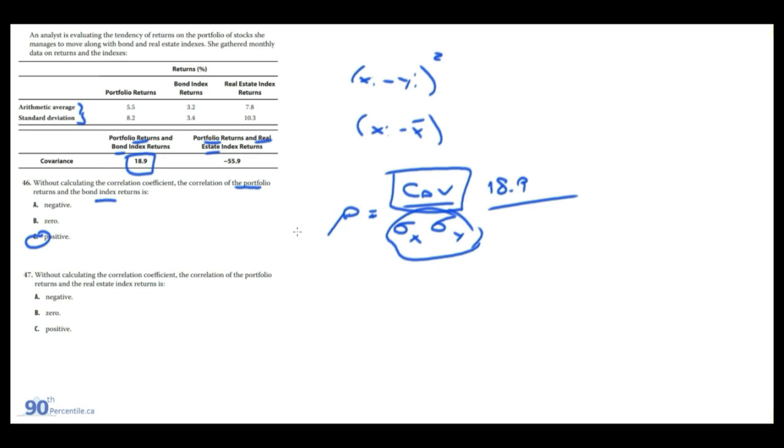47 is actually the exact same question. We're just worried about now the correlation of portfolio returns and the real estate index. So I just left all my work up here. So we just got to find the covariance between the two, which is negative 55.9. So the covariance, or sorry, the correlation between the portfolio returns and the real estate index returns must be negative.